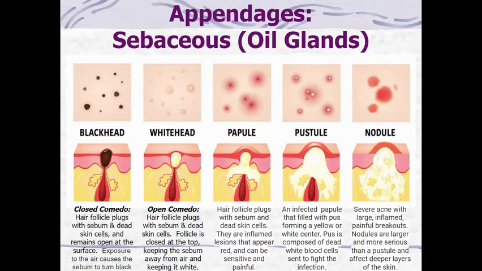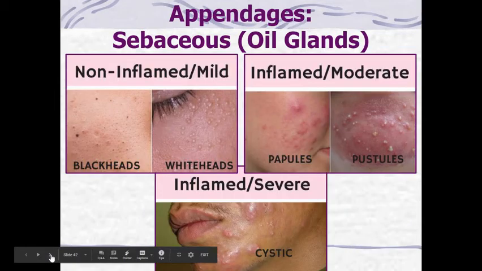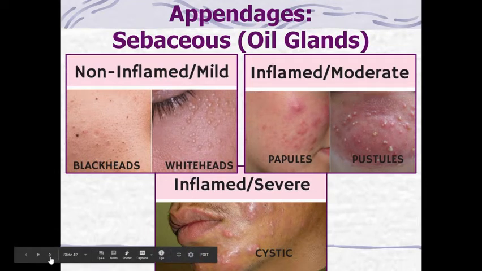And then nodules are severe acne when you have large, painful breakouts. And this is kind of like a pustule, but it's more severe and it goes further down into the skin. So here are just some images of the different kinds of acne.